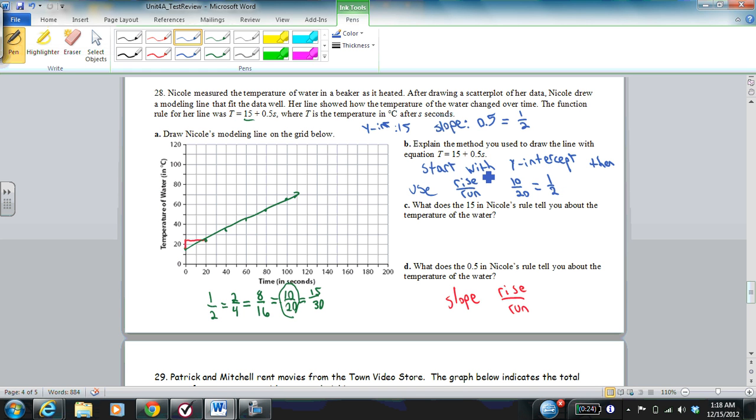So what does the 15 tell us about Nicole's rule? Or what does the 15 in Nicole's rule tell us about the situation? It tells us that the starting temperature in her beaker was 15 degrees Celsius.